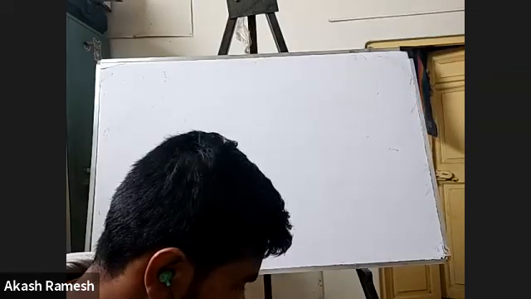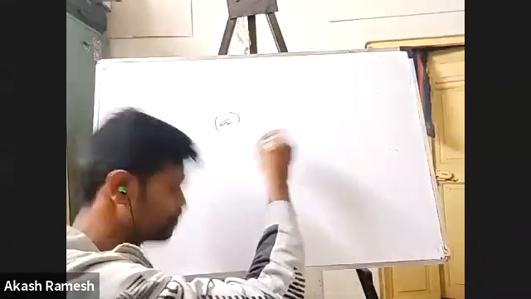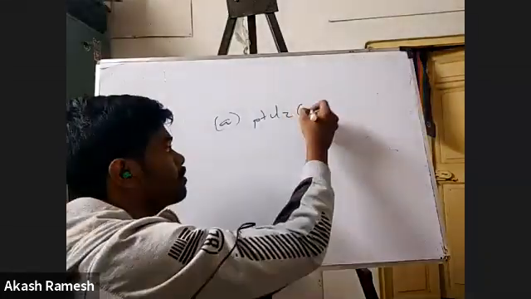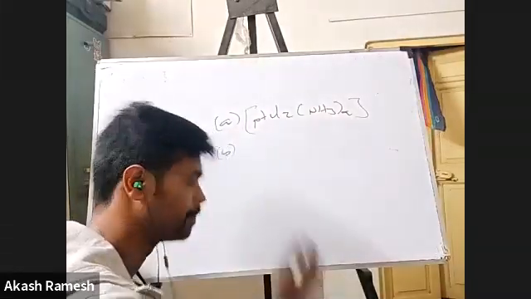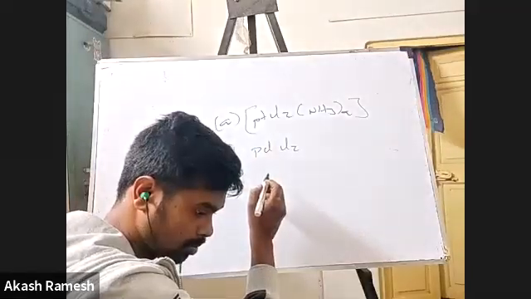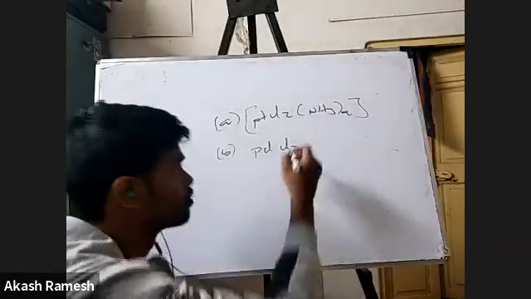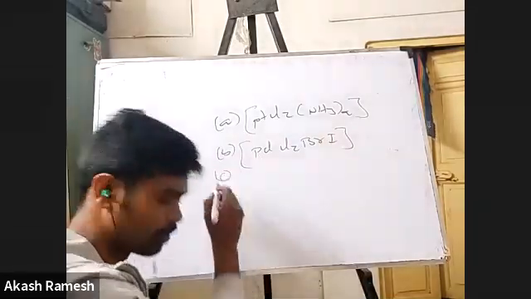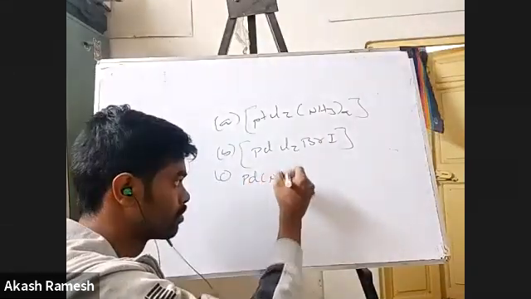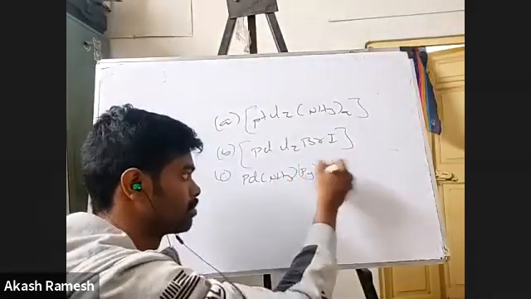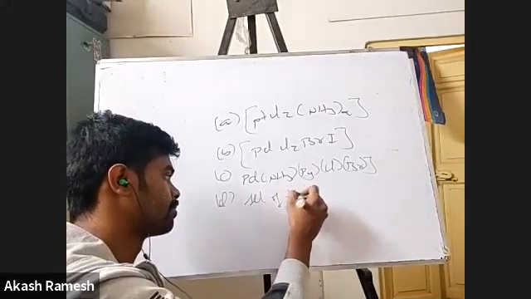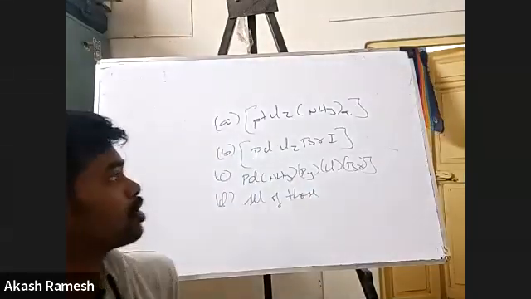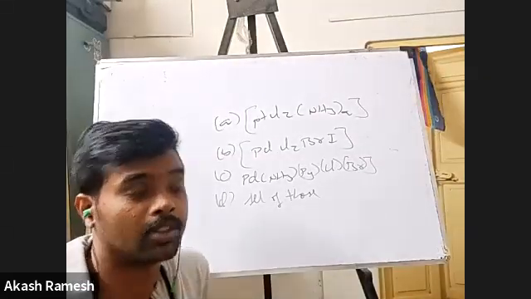So the question I was thinking about is this one. Which of the following will give geometric isomers? Which are capable of giving geometric isomers?